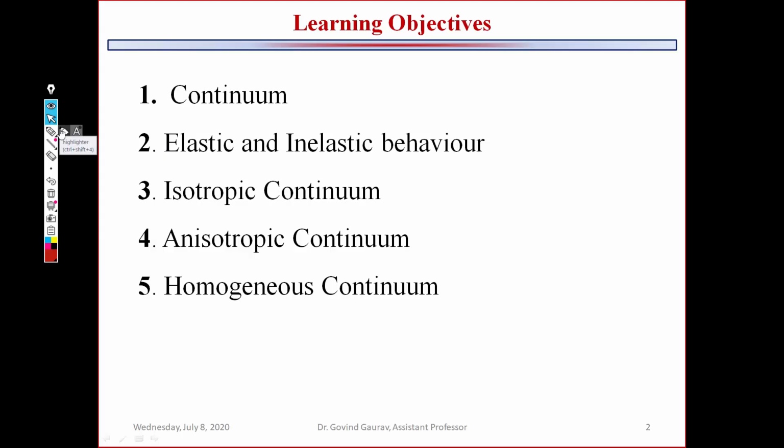Class, today we will discuss the following topics. The first topic would be the continuum. How do we define continuum? Thereafter, the different properties of the materials. The behavior of the materials can be elastic. It can be inelastic. Third will be the isotropic continuum. The fourth one will be the anisotropic continuum, and the fifth one would be the homogeneous continuum.